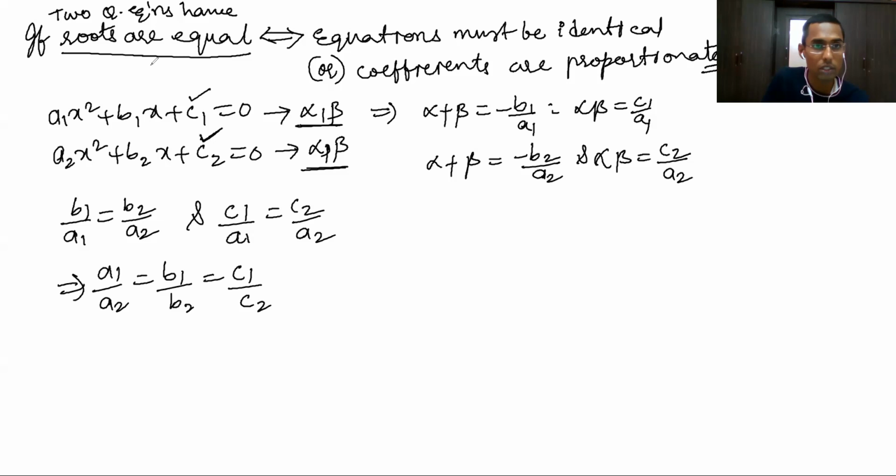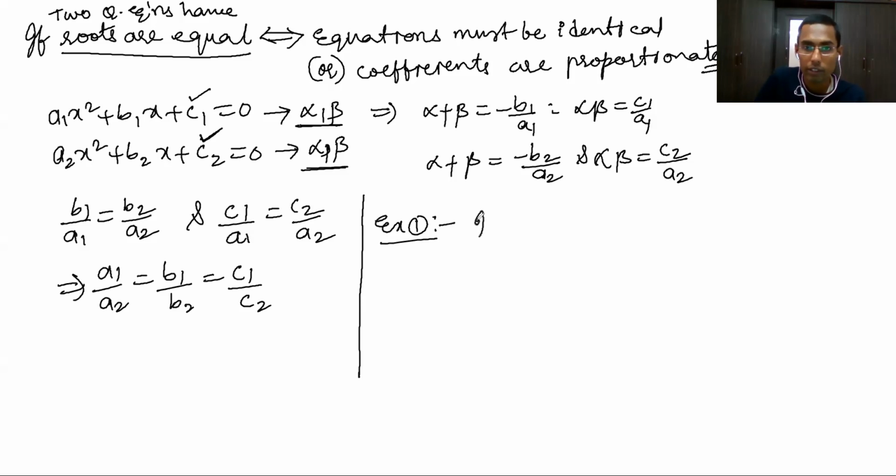Another way to say this is, if two quadratic equations have both roots common, then you can see the coefficients are proportionate. That means a1 by a2 equals b1 by b2 equals c1 by c2. This is important in theoretical cases. Sometimes, for example, this is asked many times in JEE Mains.